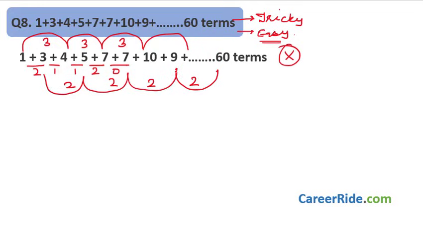Now, how to solve this kind of question? Should we separate out these two series and add them? So should it be S1 plus S2? Should we do something like this? But then in that case, the question becomes lengthy, right?